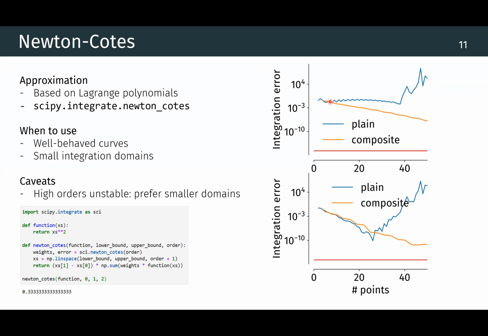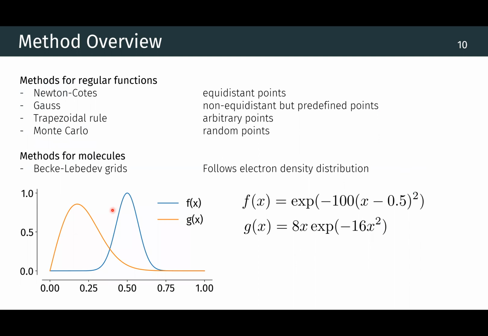And even with a composite scheme, it's more well behaved, it's improving by adding more points, but significantly slower, even though the two functions look pretty much similar.